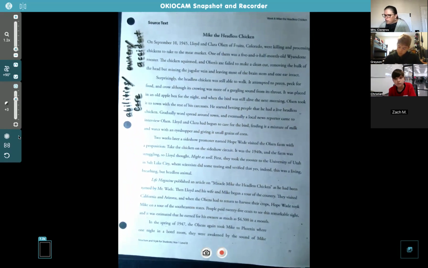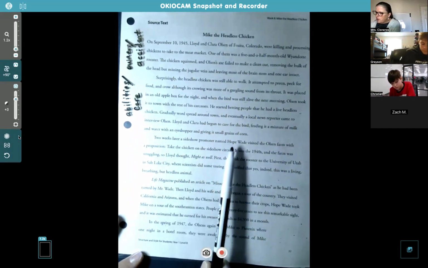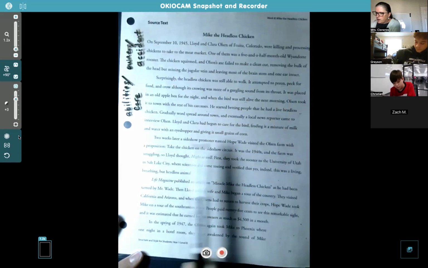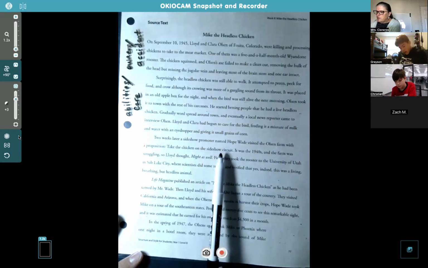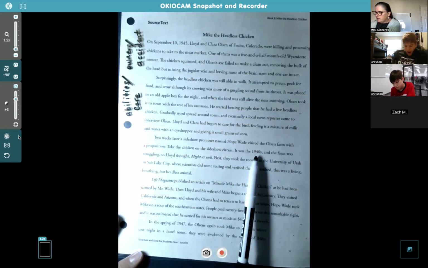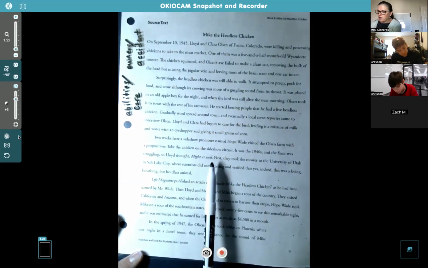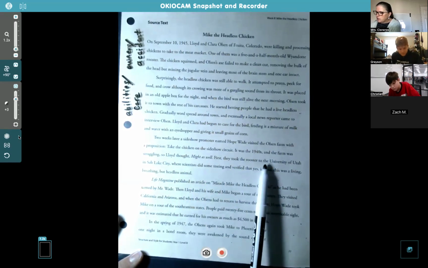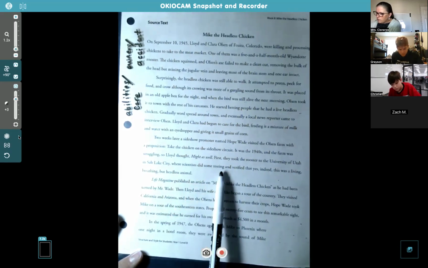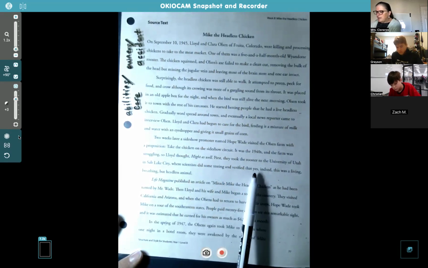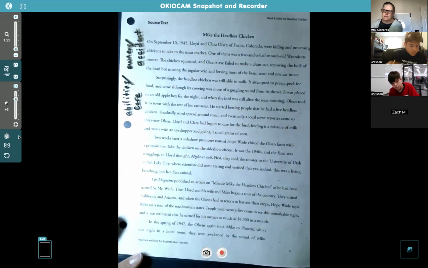Next paragraph. 2 weeks later, a sideshow promoter named Hope Wade visited the Olson farm with a proposition. Take the chicken on the sideshow circuit. It was the 1940s and the farm was struggling, so Lloyd thought, might as well. First, they took the rooster to the University of Utah in Salt Lake City, where scientists did some testing and verified that, yes, indeed, this was a living, breathing, but headless animal.